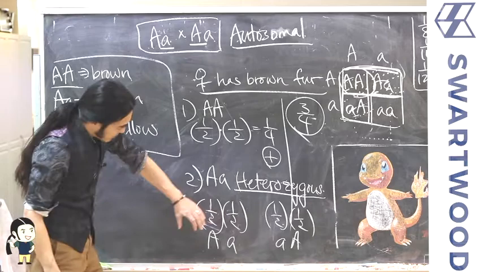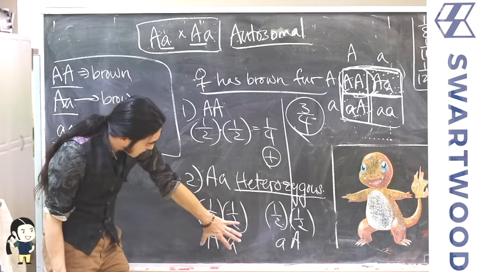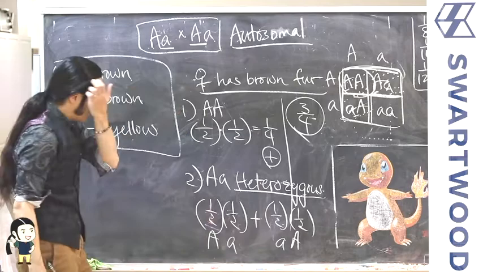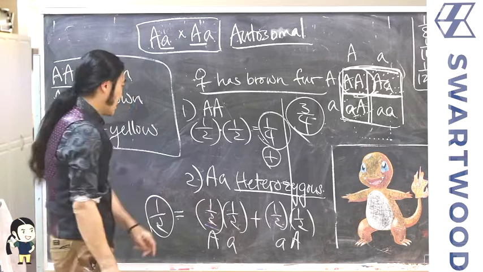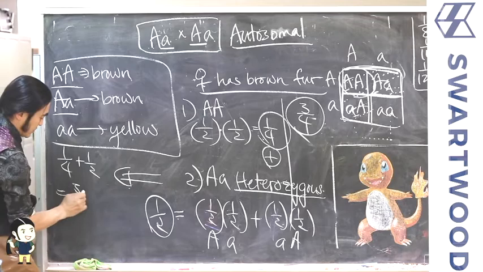But if you got big A, little a, you'd be happy. If you got little a, big A, you'd be happy. So different ways of getting what you want, you add. So this actually ends up being a half, okay? There you go. But now, two different cases, both being different ways of getting what you want. So you add them together. So that'd be 1/4 plus 1/2, which is 3/4, okay? Which is exactly what you got here.